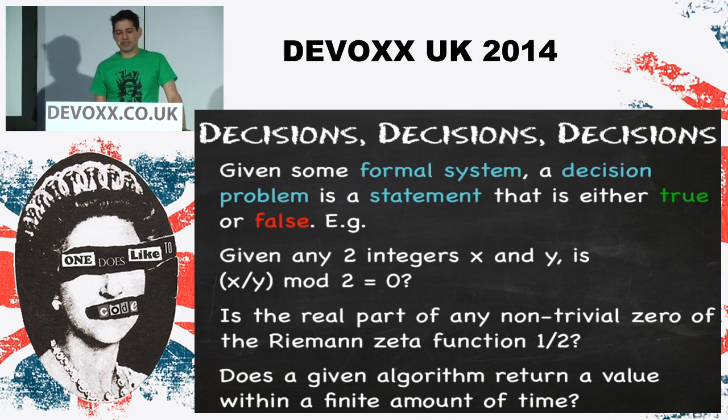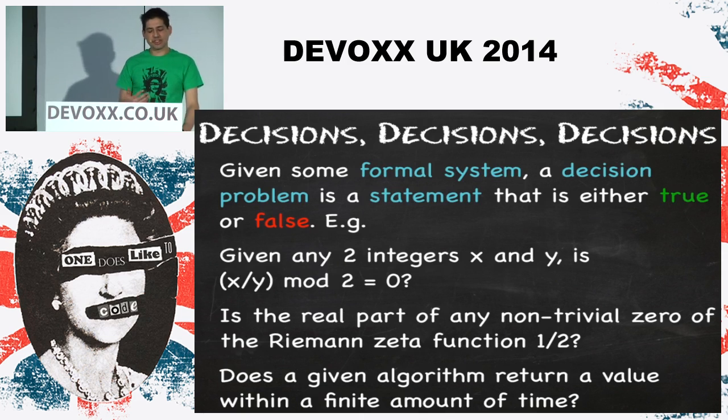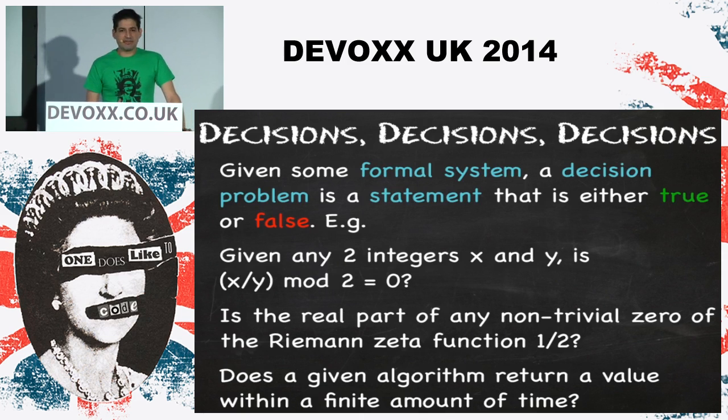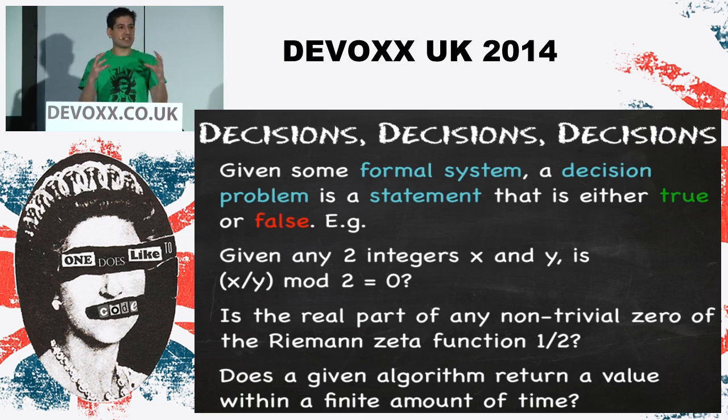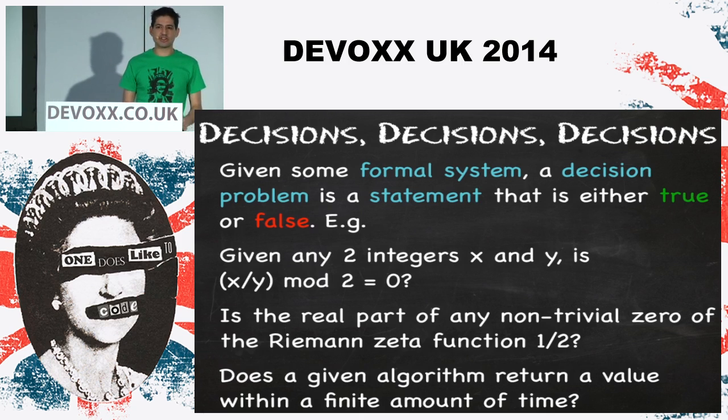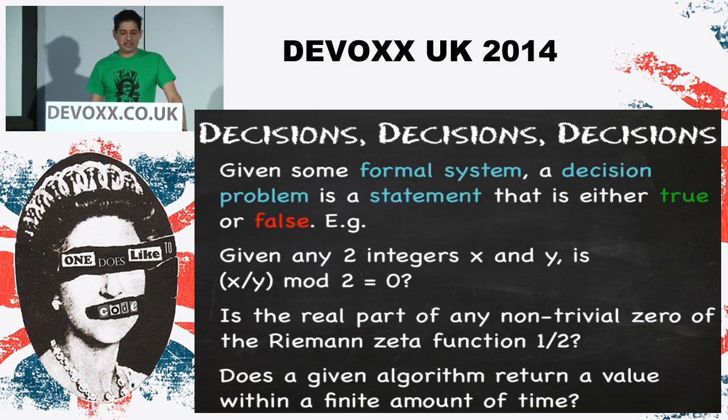The reason why I bring it up is because we talk about decision problems in mathematics, and a formal system is basically, mathematics is a formal system. It's something where we've tied down a lot of the fluffiness that goes around with describing things in human language. And we talk about a decision problem, and we ask whether it's either true or false. So given any 2 integers, x and y, is x divided by y mod 2 equal to 0? In other words, is x even? That's a question you answer true or false.